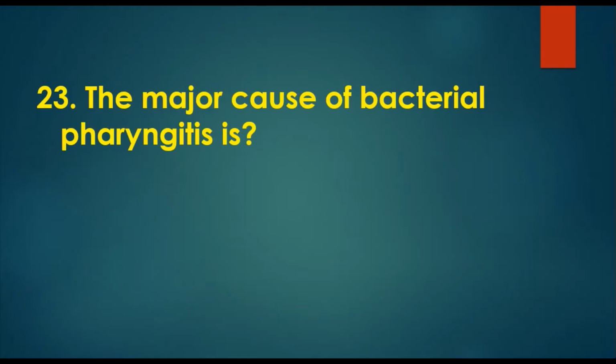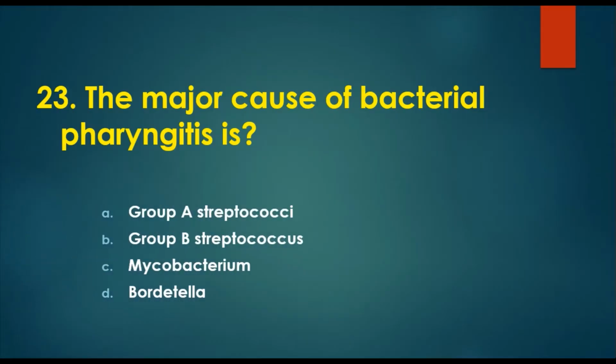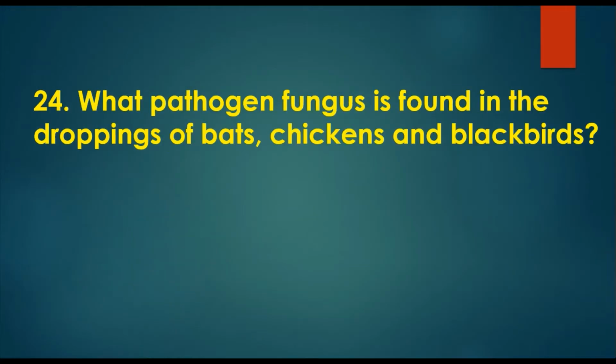23. The major cause of bacterial pharyngitis is. Options are A, group A Streptococci; B, group B Streptococcus; C, Mycobacterium; D, Bordetella. So bacterial pharyngitis is a result of group A Streptococci.